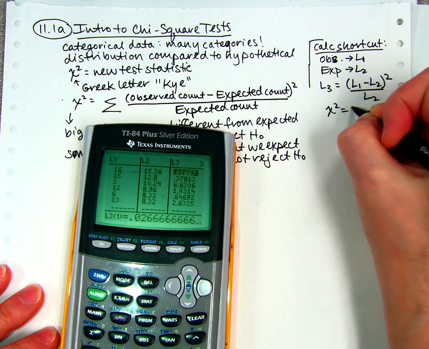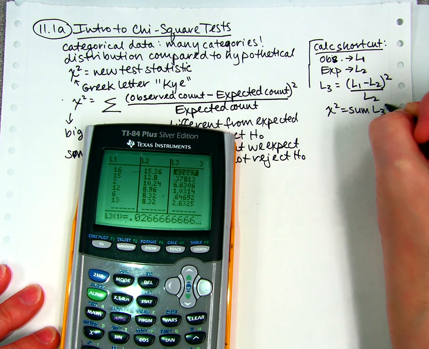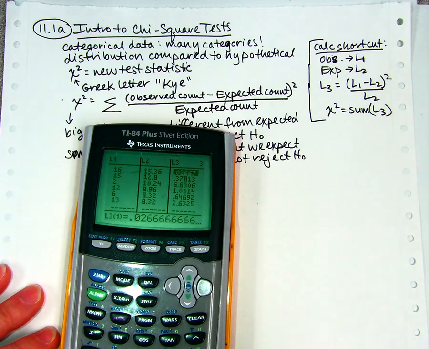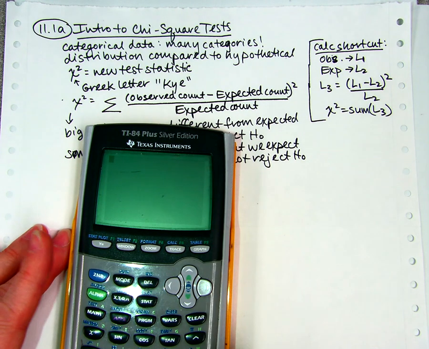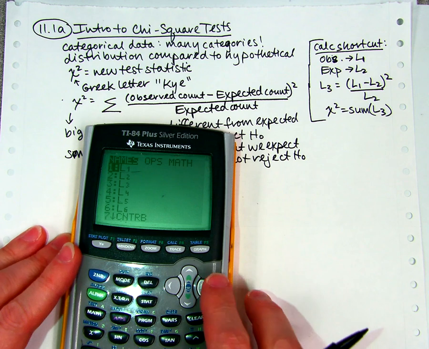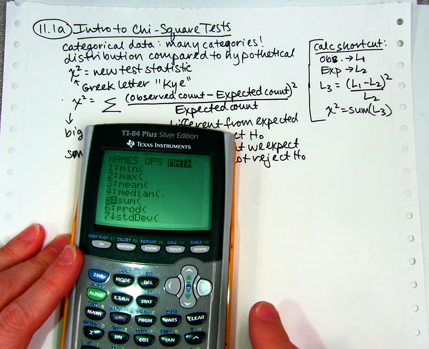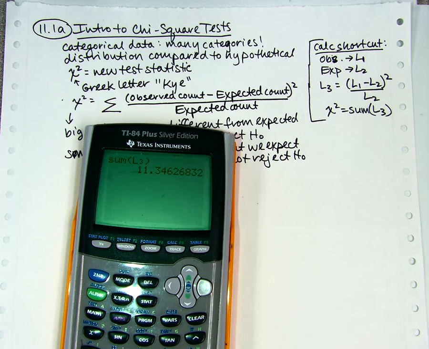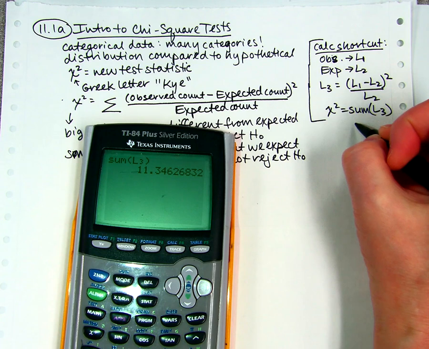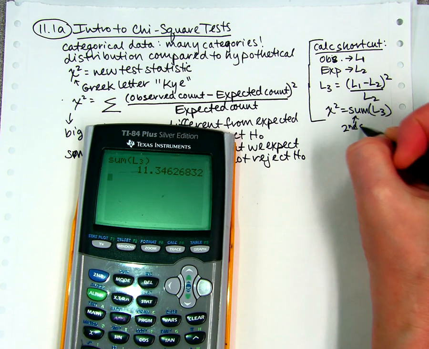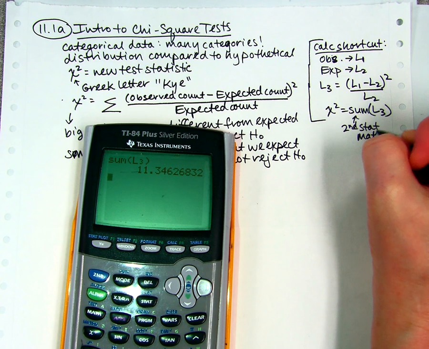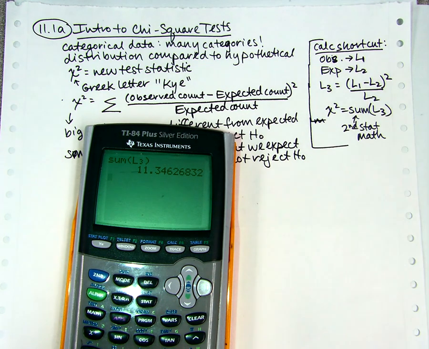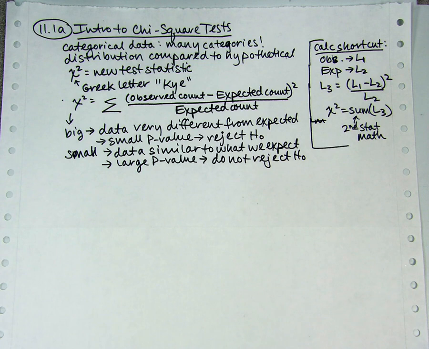So chi-squared is the sum of list 3, which you could either add up by hand, or easier, I'm going to go back to the home screen and go to second stat and math. And one of the options is sum. Isn't that convenient? And you can get the sum of list 3, and that's your chi-squared value. There are other ways to get it, but that is the first shortcut that I'm going to show you. You get to this by going to second stat and math. So that's the calculator method. There's another calculator method that I'll show you later, but it only works for some calculators. This works for all graphing calculators.